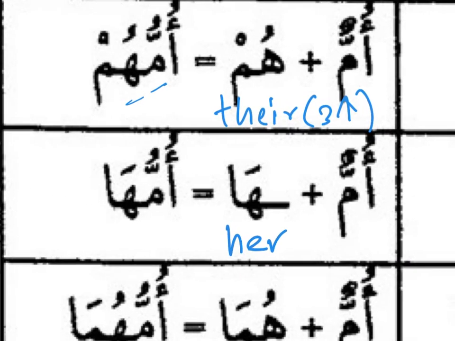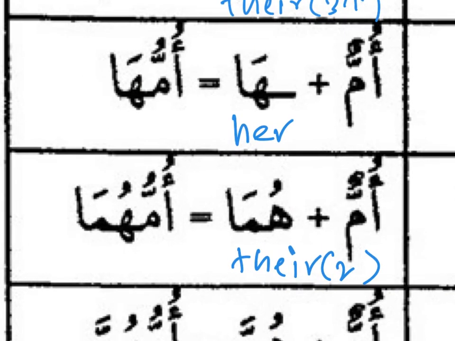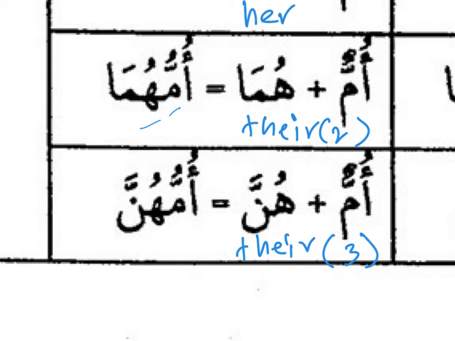For ha, this is the only way we read it. It is always ha. It doesn't matter whether this is ummu, umma, or ummi. You always say ummiha, ummuha. And for huma, it is similar to the previous huma. For the masculine, you can read it hima and also huma depending on the previous sign. Ummuhuma or ummihima.